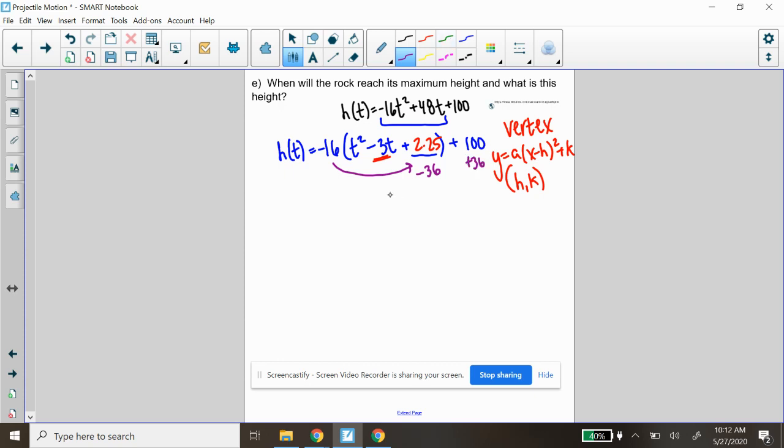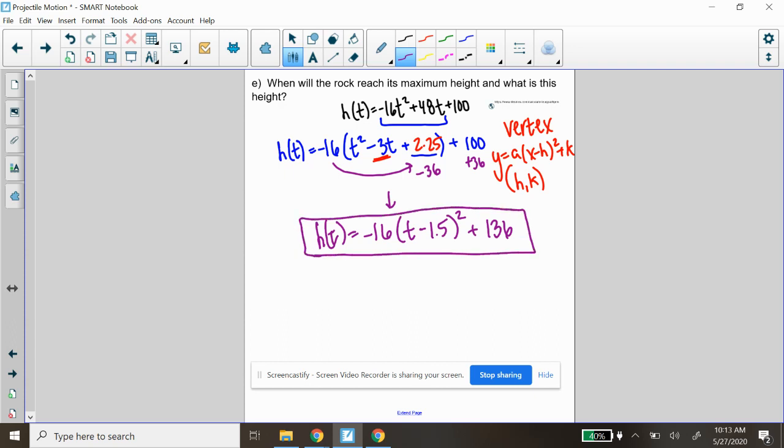So when I bring this all down into vertex form, I'm going to end up with h of t equals negative 16 parentheses t minus 1.5 squared plus 136. This is my vertex form of the equation. A few things of how we got there. Remember, we had to add the 36 to balance out our completing of the square, so we have 136. This 1.5 came from half of this b value, okay?